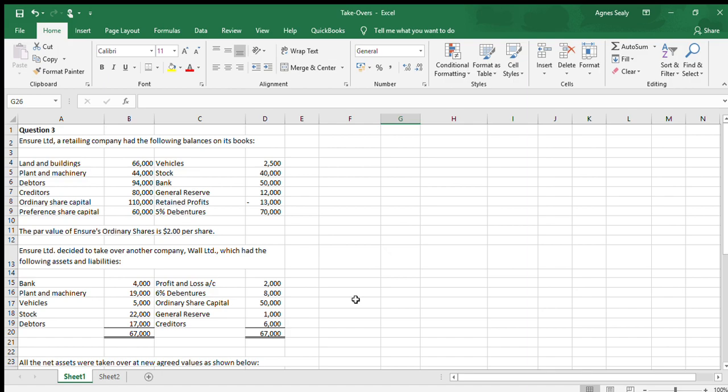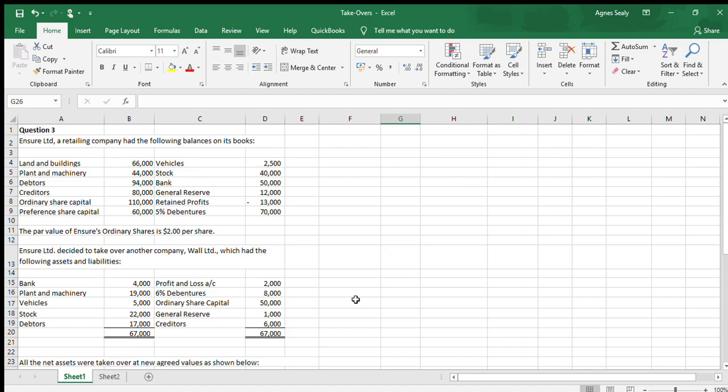So again, if company A decides to take over company B, then company A can opt to pay company B in cash, or by issuing shares, or by loan notes, or a combination of all three of those things, and that will be known as a purchase consideration.